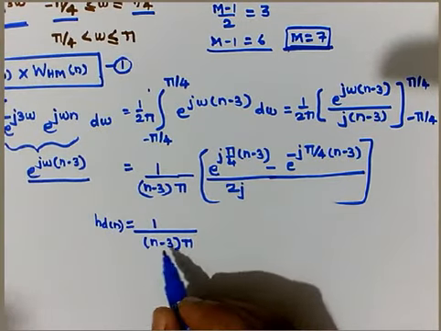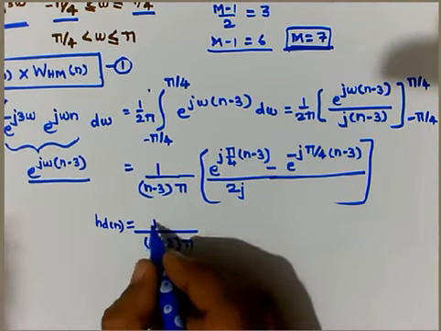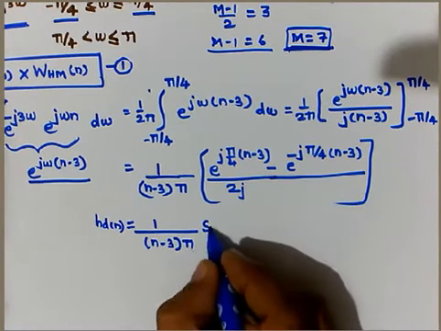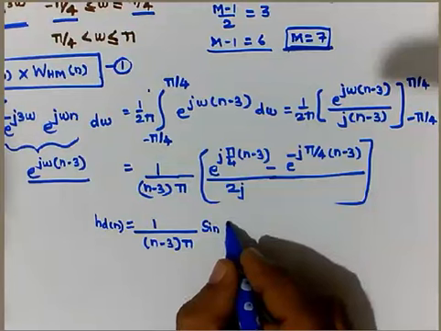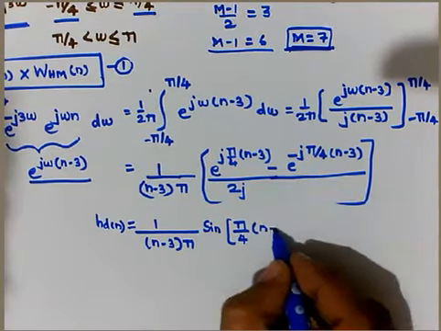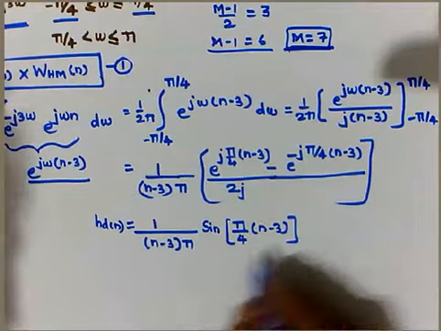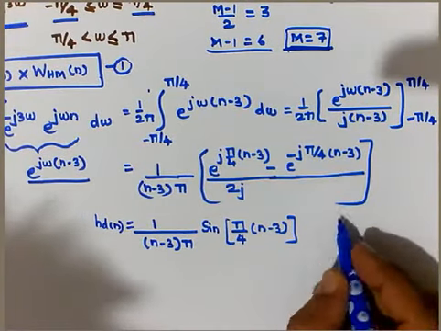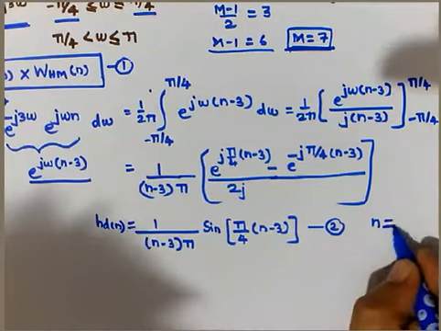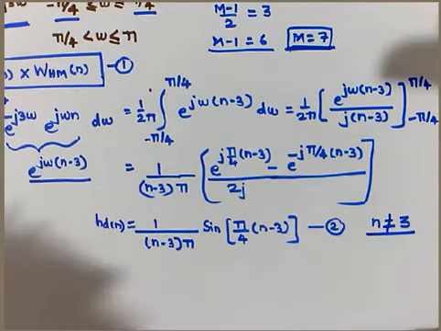1 upon n minus 3 into pi. And what is this? At the numerator, it is nothing but sine of pi by 4 into n minus 3. So this is how hd of n we got. Let's call this equation number 2, but this is for the n not equal to 3 case.